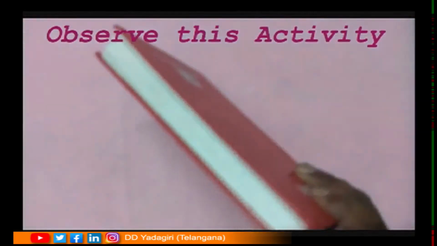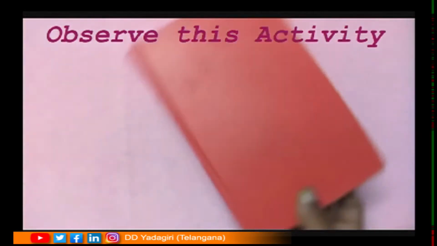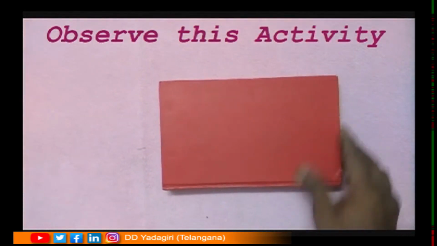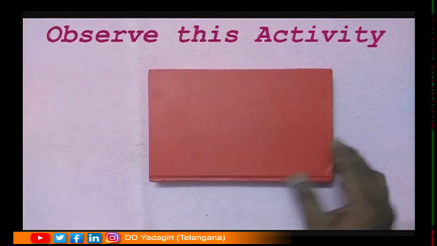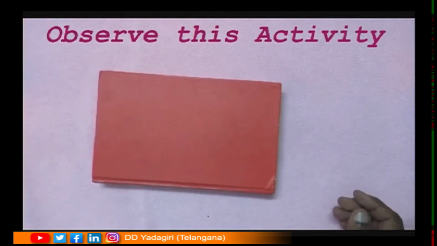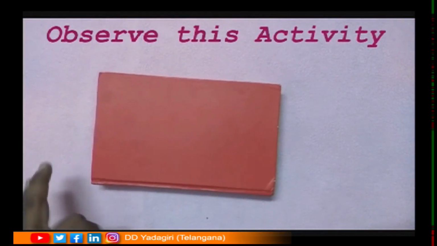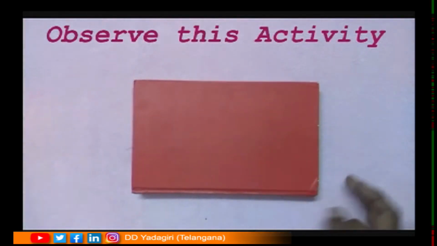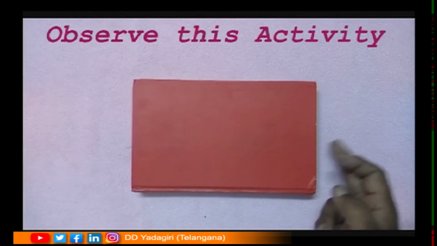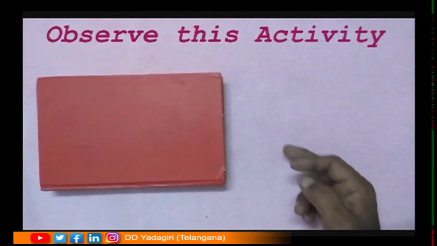Observe the activity. A book is placed on the table and it is given a push. Push is given from either side. What do you observe?